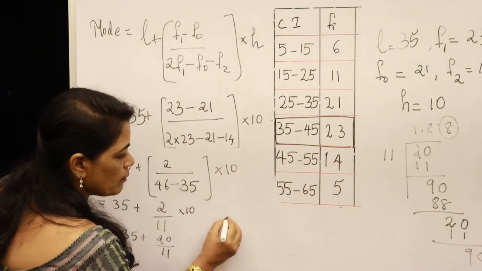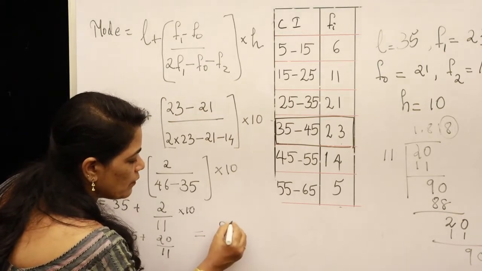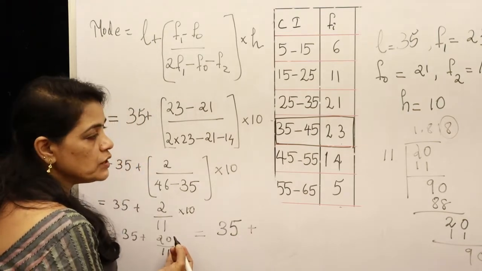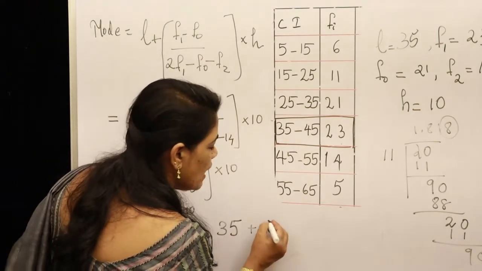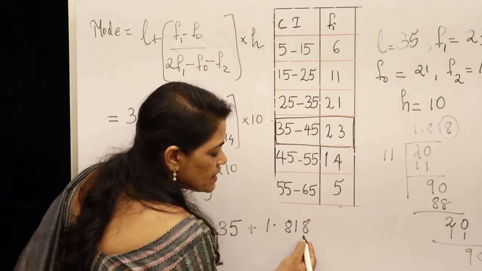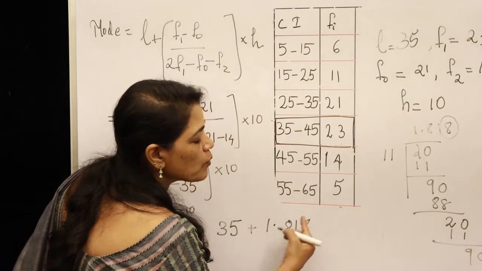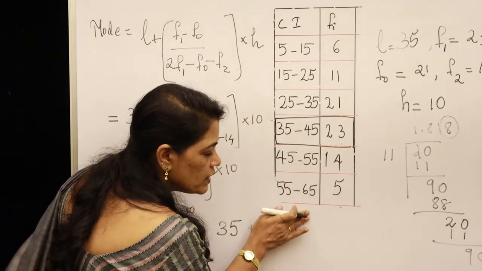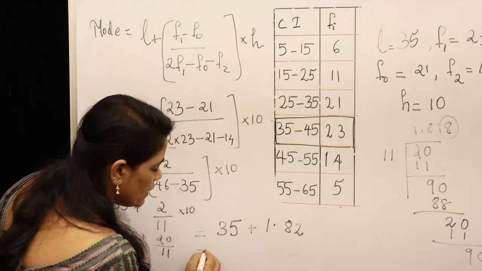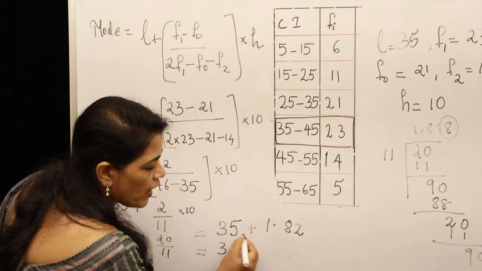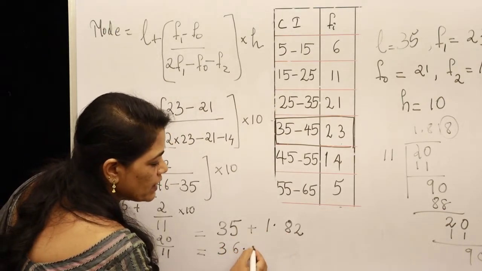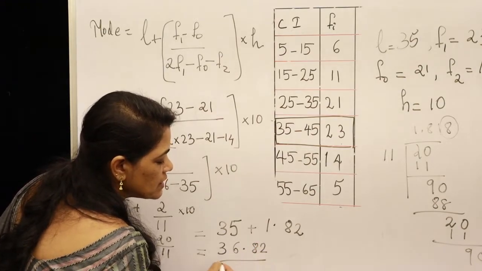So here this will be 35 plus, here 20 divided by 11, we have seen 1.818. Since the third decimal place is 5 or more than 5, we can add 1 to the second place, so 1 becomes 2. Here it will be 35 plus 1.82, which is 36.82. So this is the mode.